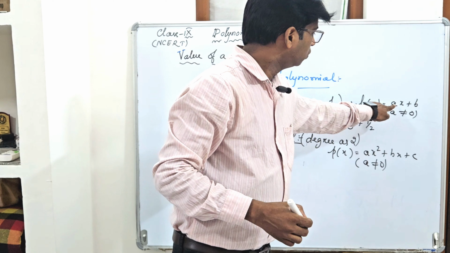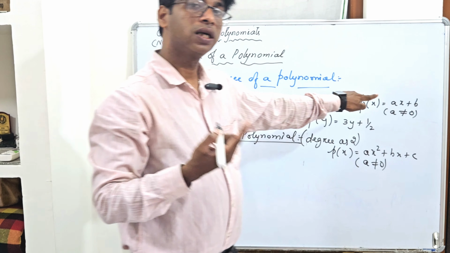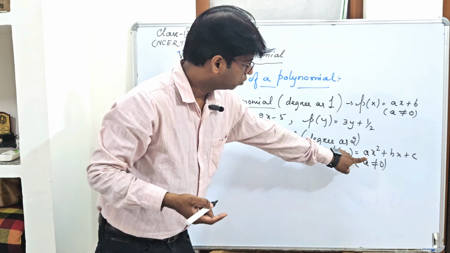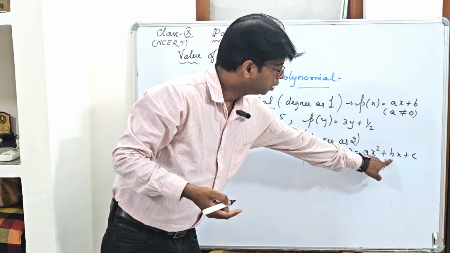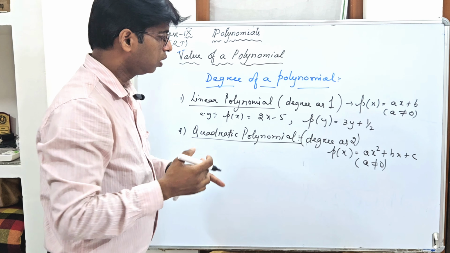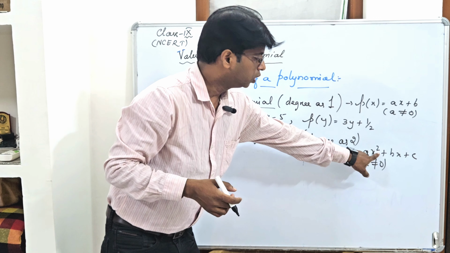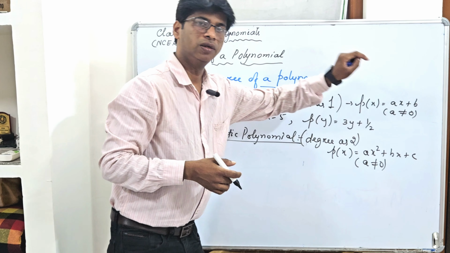Because if a is 0 here, 0 into x will be what? 0, and plus b will be only a constant polynomial. So now here also if a is 0, 0 into x square will be 0, and we will be remaining with bx plus c. That means it is a linear polynomial. But we require powers to be 2 for a quadratic polynomial. Powers of the variables should be 1 for a linear polynomial.